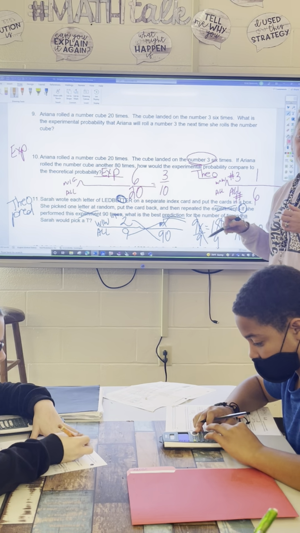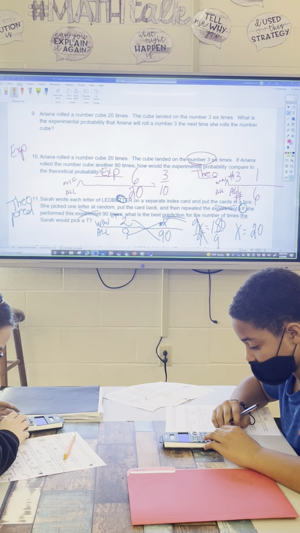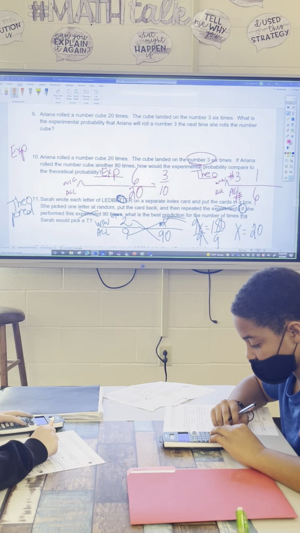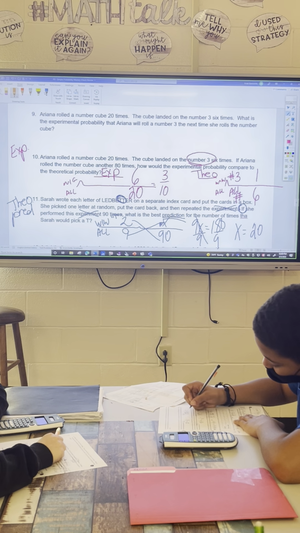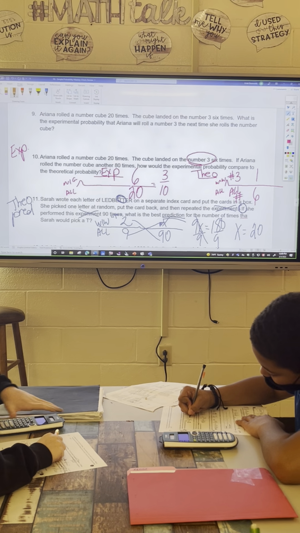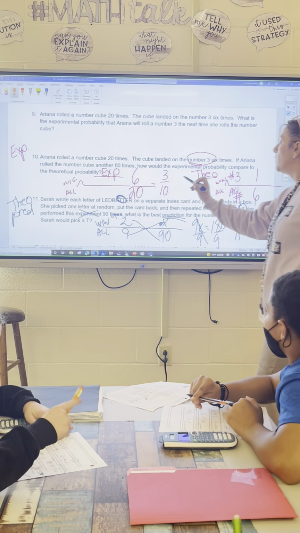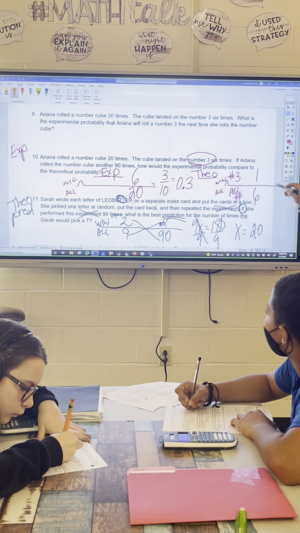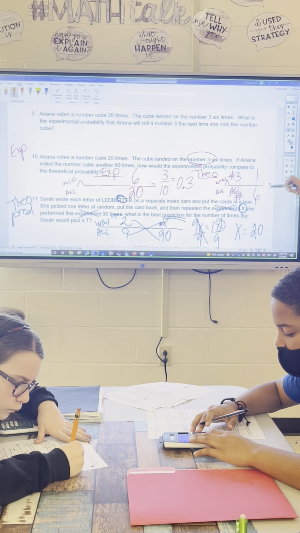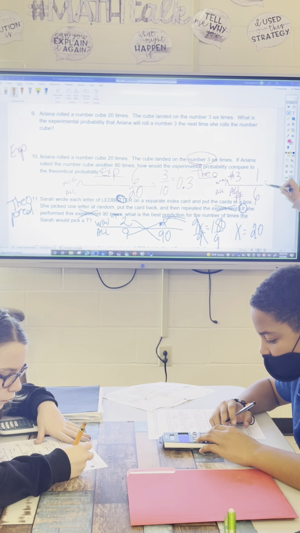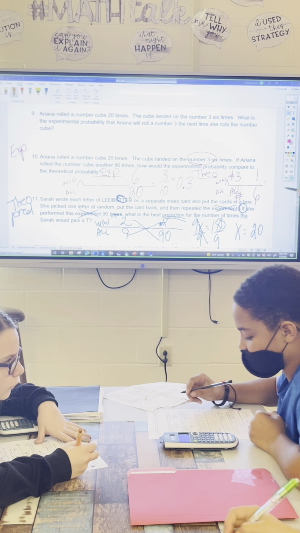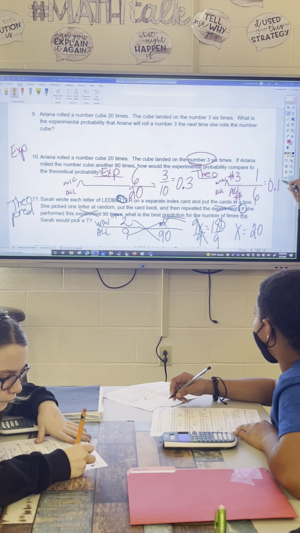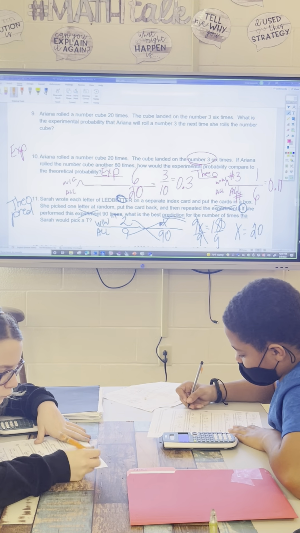Now, I don't know about you, but comparing those two fractions is messing up my head. What would be easier to compare? The decimals. So change 3/10 to a decimal, and you should not have to do that on a calculator because it would be 0.3. Change 1/6 to a decimal. What do you get? 0.16 repeated. So about 0.17, 0.16 repeating.